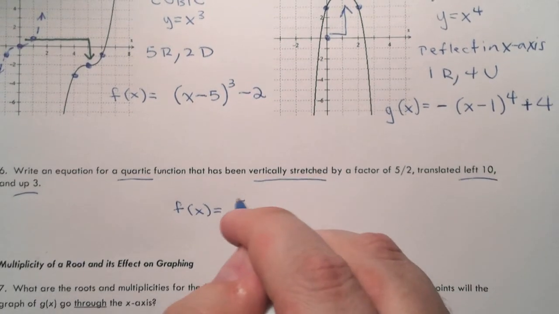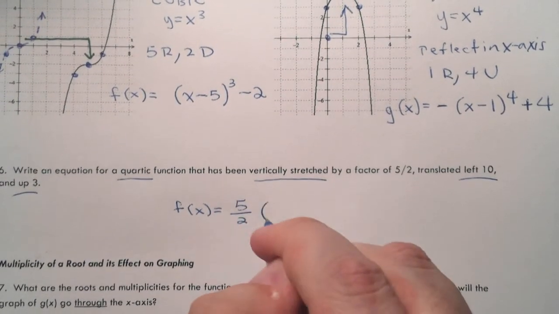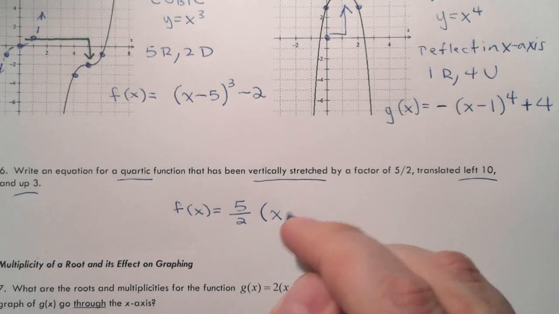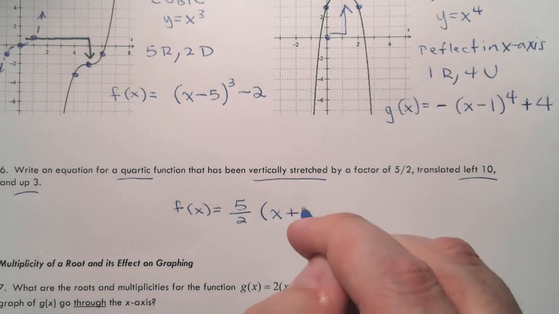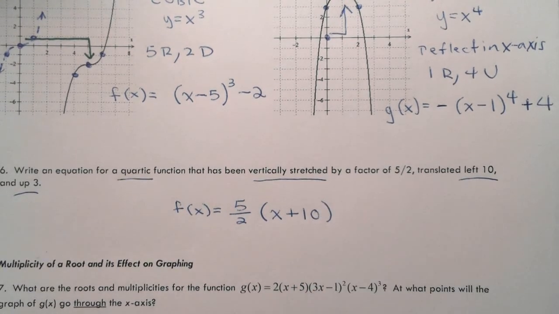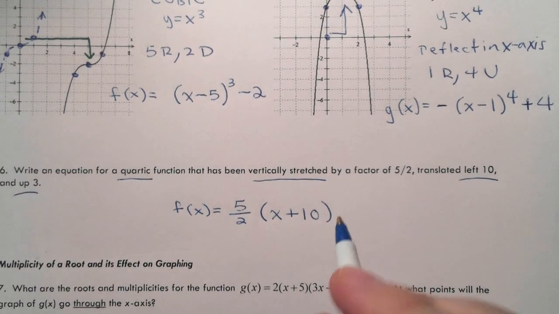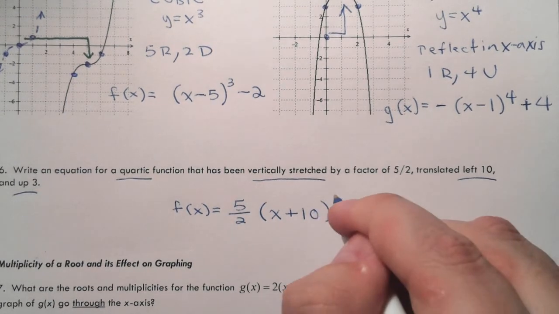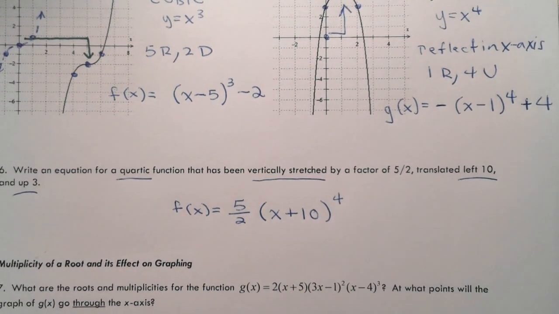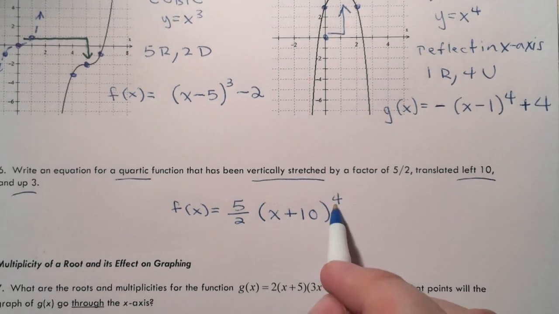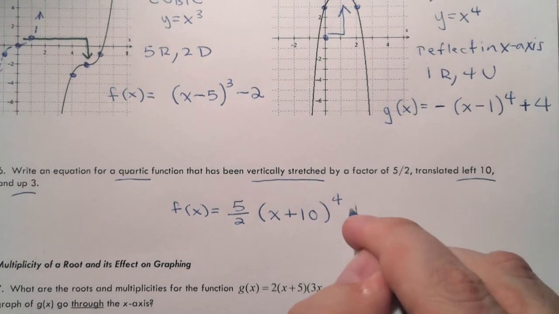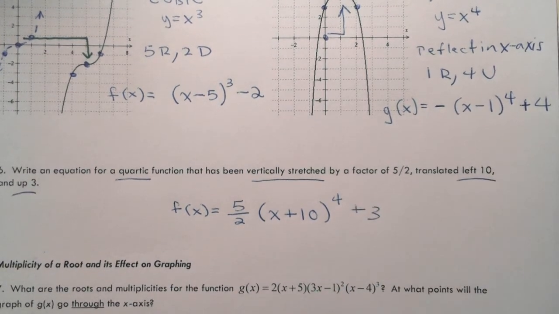To be stretched by 5/2, I'll plop that down in front. To go to the left 10, we remember inside, going left and right, the signs behave opposite of how our brain wants them to. So left 10 is actually x plus 10. It is a quartic, so quartic would be a 4th power. A cubic is a 3rd power. Going back to last unit, a quadratic would be a square right here, and a 2. And to go up 3, I will add 3.